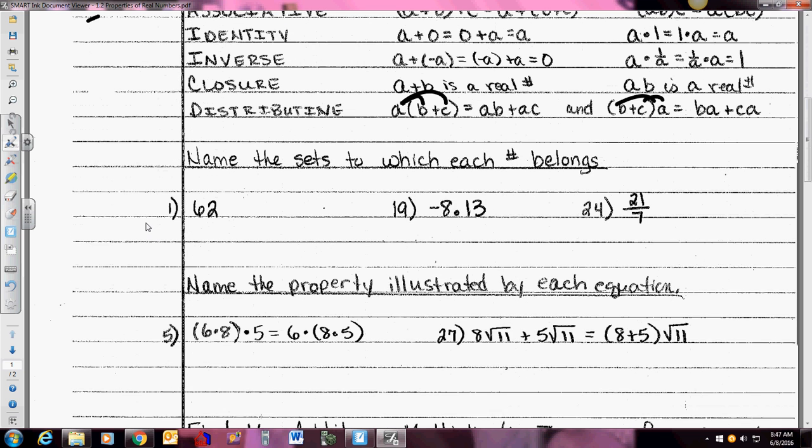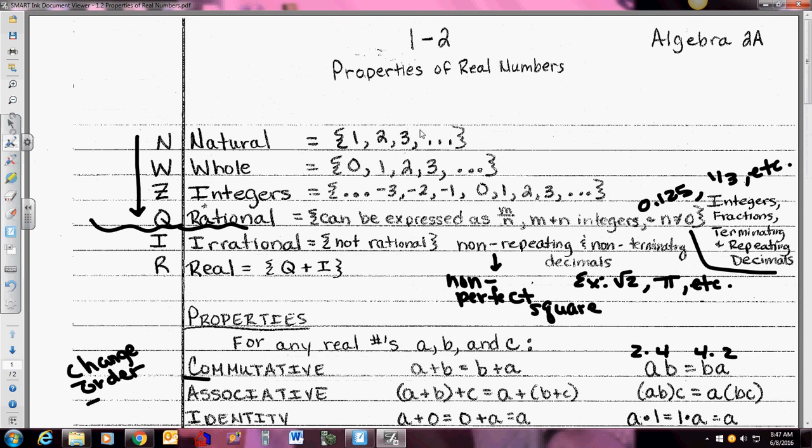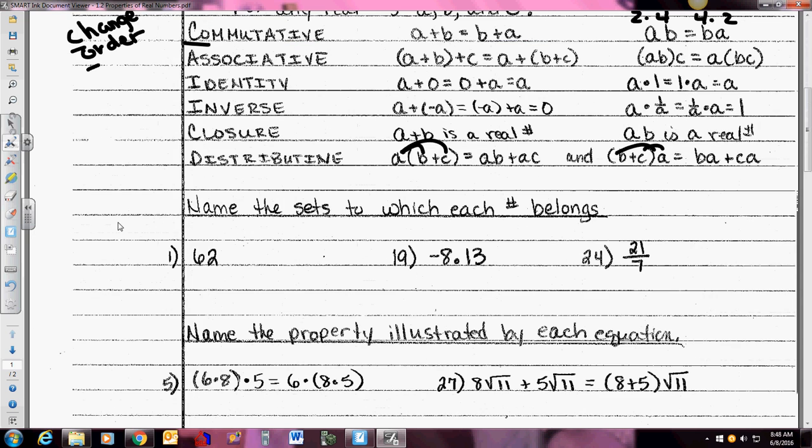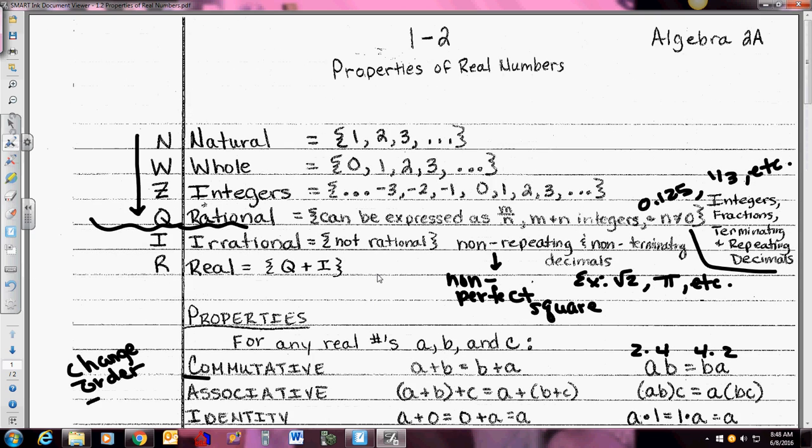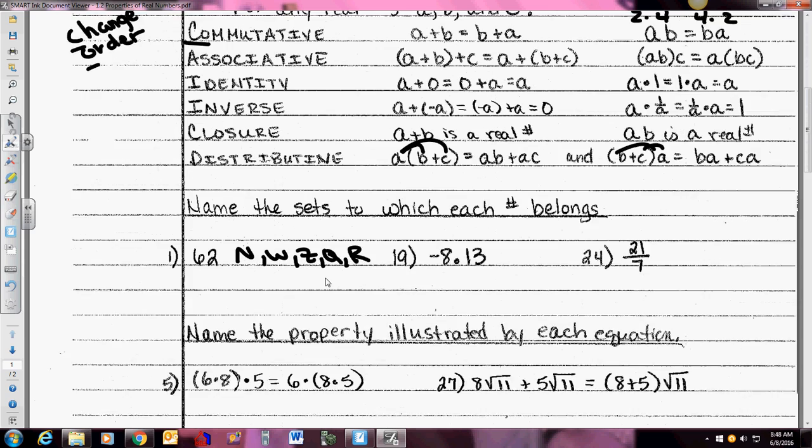So if we look at 62, is 62 a natural number? Let's start with natural. Is it a counting number? Not a decimal, not a fraction, right? Yes. So if it's N, it's automatically W, Z, Q, and R. It's all of them, automatically. We can think about it if you'd like to, right? Natural, yes. Well, whole is everything natural was plus 0. Integers is everything above it plus the negatives. Rational is everything above it plus fractions and decimals, essentially. And then real is everything we're going to talk about for a while. So it's all of them.